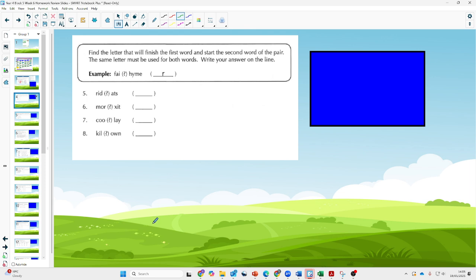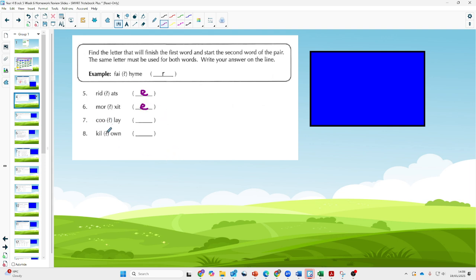These are the insert the letters. So the idea being that you have to complete the first word to start the second word of the pair, and it is the same letter that must be used, of course, for both words. In the example, we've got fair and rhyme. So what we're going to do now is going to go down through and see. So we're going to have an E for ride and eats. We're going to have another E here for more and exit.